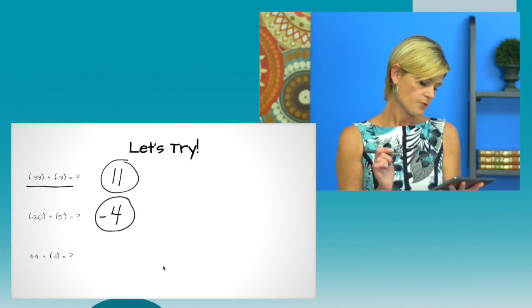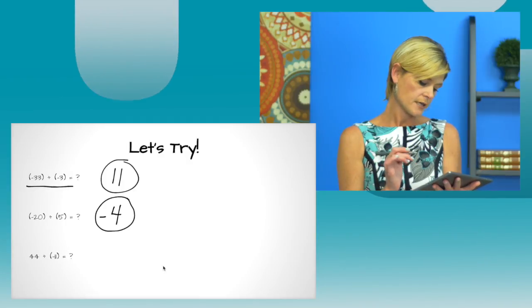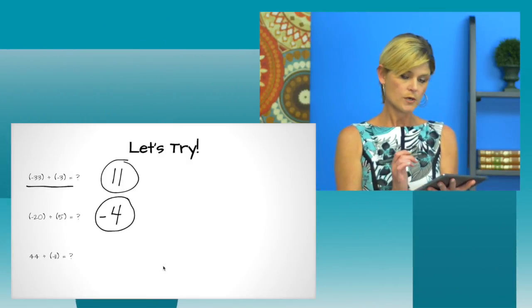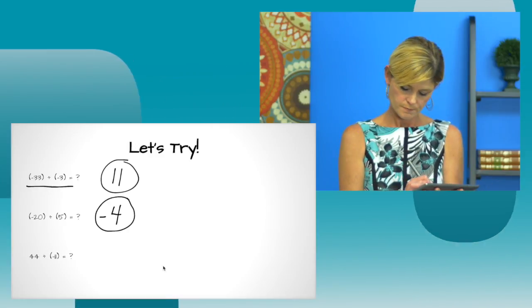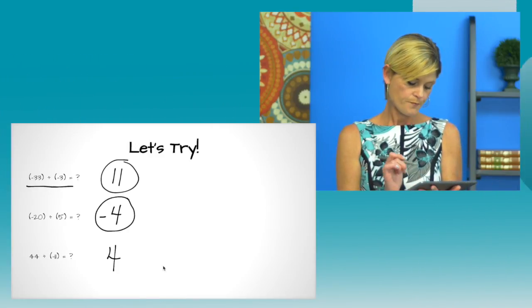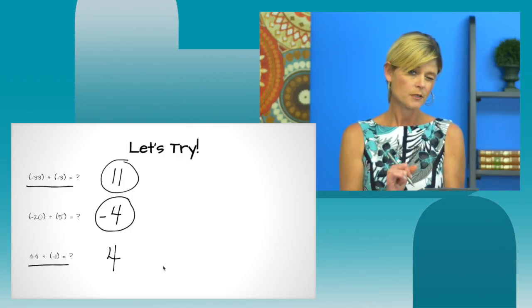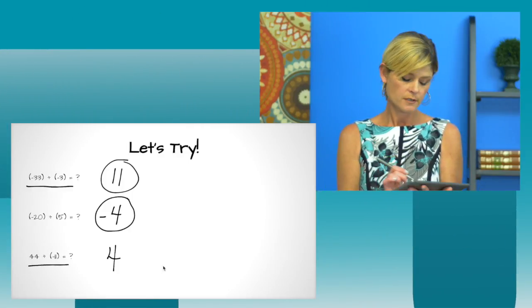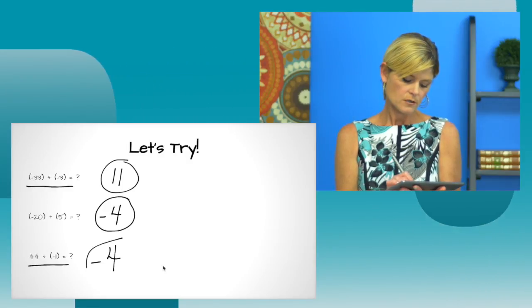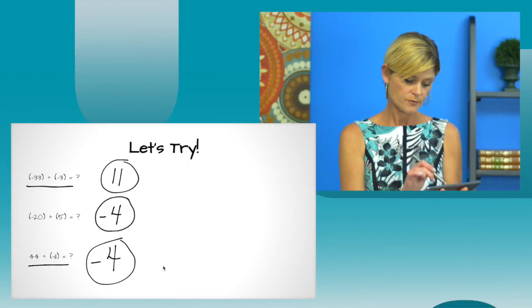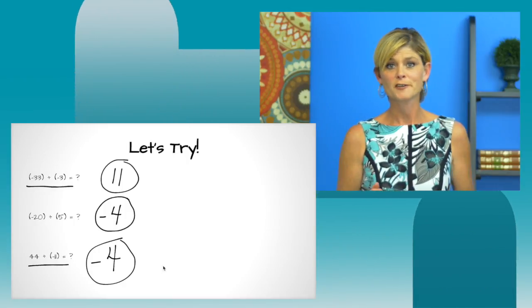And our last one, 44 divided by negative 11. Again, go ahead and do the operations first. 44 divided by 11 is 4. But we have one positive number and one negative number. So do you remember? A positive divided by a negative is a negative. Can you believe it? That's all there is to dividing integers. It just can't get much simpler.